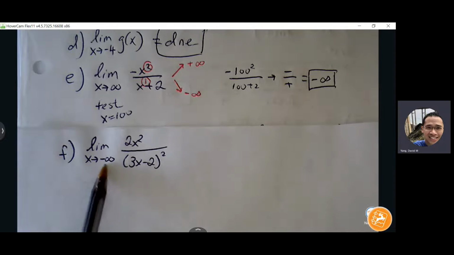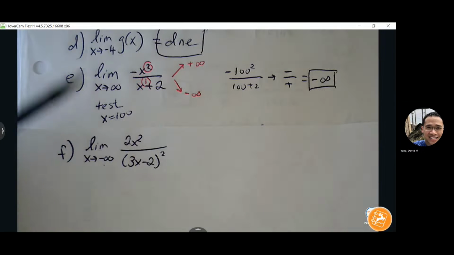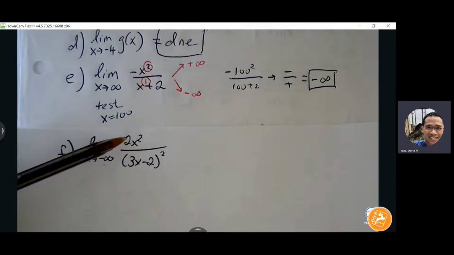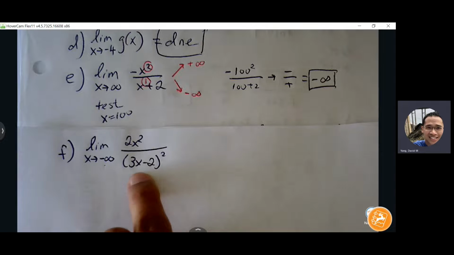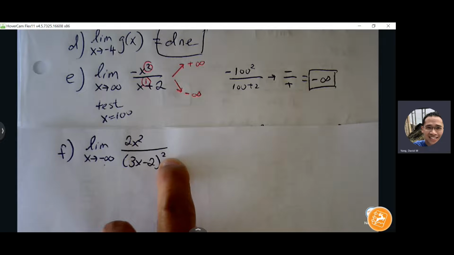So we're approaching positive or negative infinity. So what's our strategy? Okay, look at the degrees, right? What's the degree of the numerator? 2. What's the degree of the denominator? Also 2. We don't want to be thrown off by the fact that we only see an x there, but it's really a degree 2.